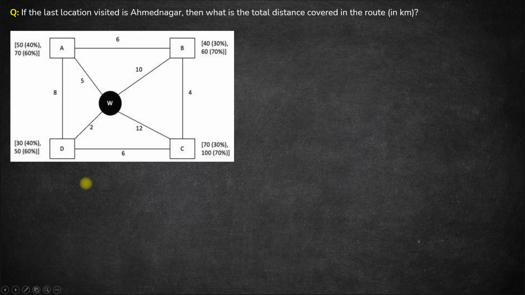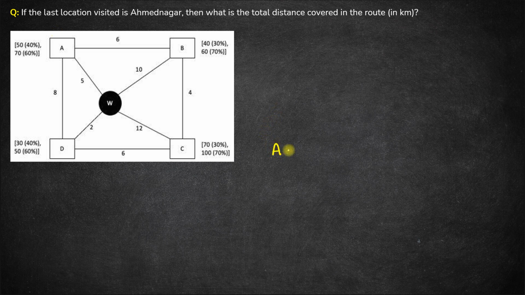Unfortunately, this first question in the set was wrong, and this was discarded by the authorities. I'll just explain why it was wrong. The question is, if the last location visited is Ahmednagar, so A was the last location to be visited, then what is the total distance covered in the route?